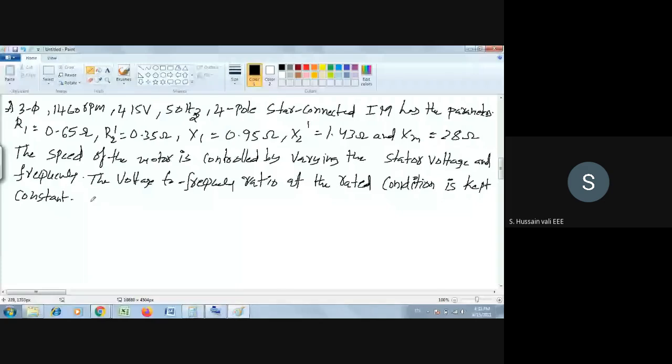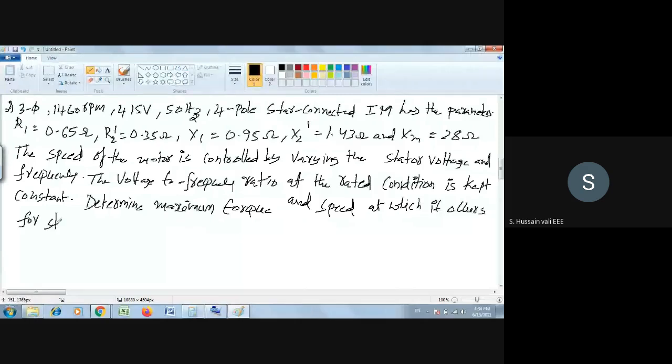Determine the maximum torque and speed at which it occurs for the given frequencies: 50 Hz, 35 Hz, and 10 Hz.